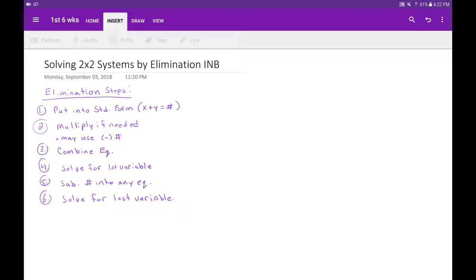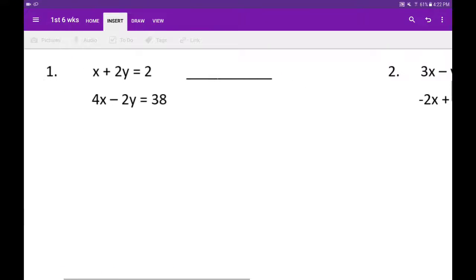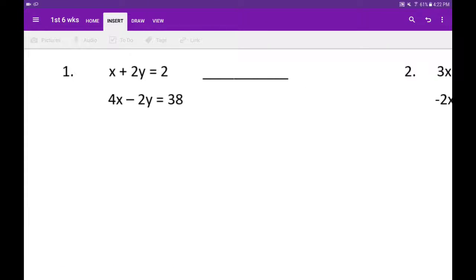and then solve for the last variable. Okay, so I think the best examples on these are actually from the homework. So I'm going to do 1 and 2 from different sets of homework. So from the first set of homework, let's look at number 1. Okay, really easy setup on this problem.